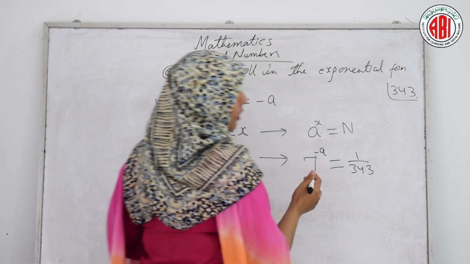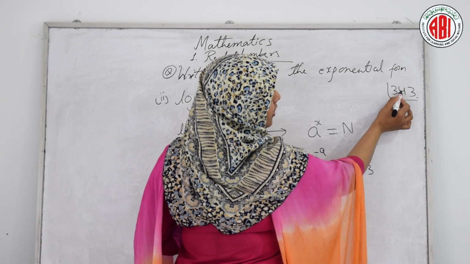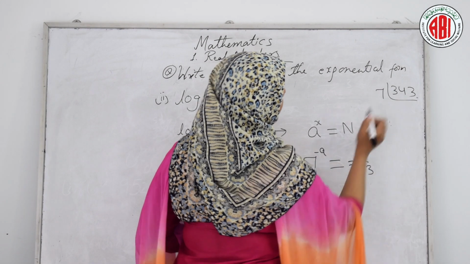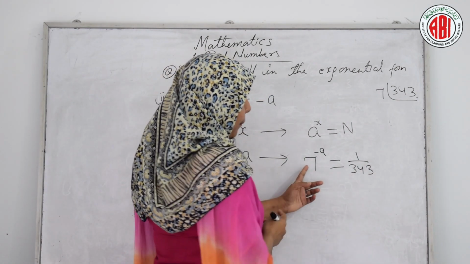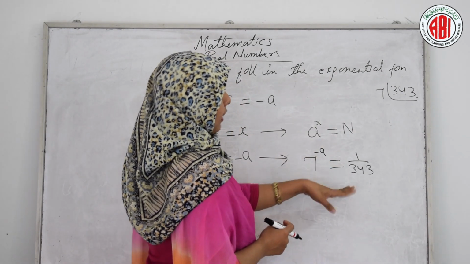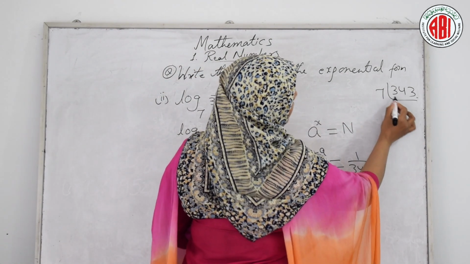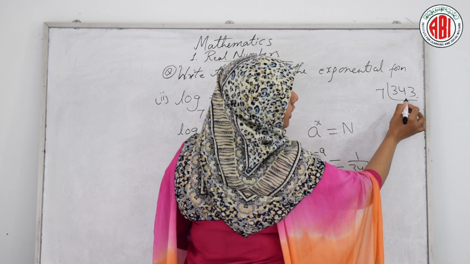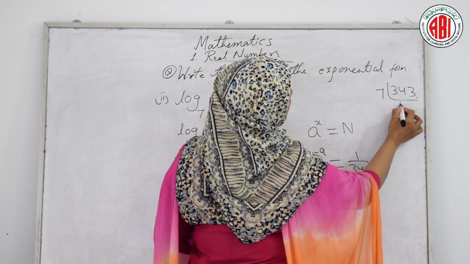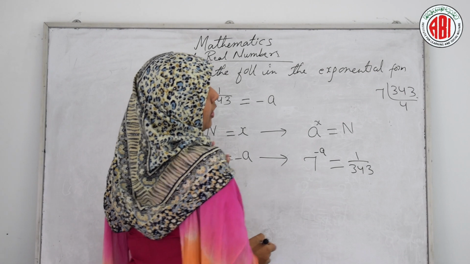343, last digit is 3, we can't divide it by 2. 3 also, 3 1s are 3, 3 1s are 3, 13. We can't divide by 3. Let us check 7. Because 7 is there, we want the same base 7 here. If we are getting 7 only, then we will try this to get the value of exponent. 7 3s are 21, 7 4s are 28, 7 5s are 35, we can't take that. So 7 4s are 28, 28, 29, 30, 31, 32, 33, 34.